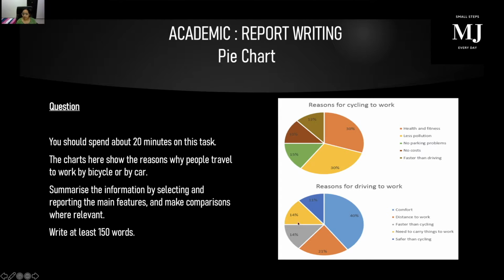And also there are 14% who wish to go to their workplace by car because they think that they would be able to carry things easily in their cars. So there's more space in the car, right? The remaining 11% find driving to be safer than cycling.